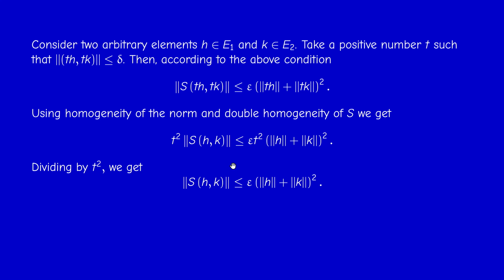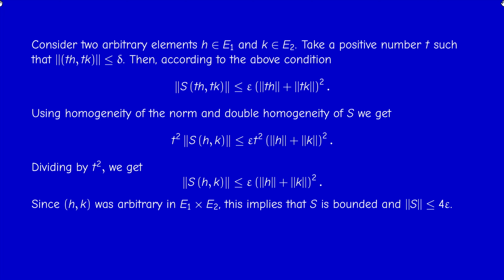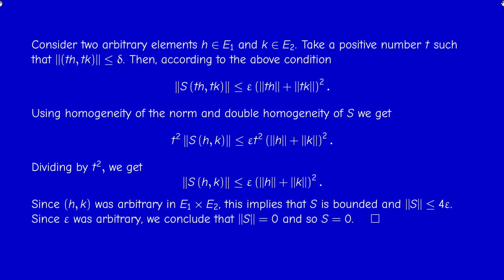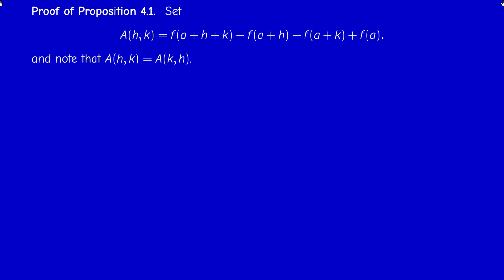And now this is true not only for (h,k) small, it's true for all (h,k). So, in particular, if the norm of (h,k) is less than 1, this is less than 4 epsilon. And this precisely means that S is bounded, and the norm of S is less than 4 epsilon. And since epsilon was arbitrary, we conclude that the norm of S is 0, and therefore S is 0. Very simple. Now we go to the proof of proposition 4.1, which is a little bit tedious, but it's very important.